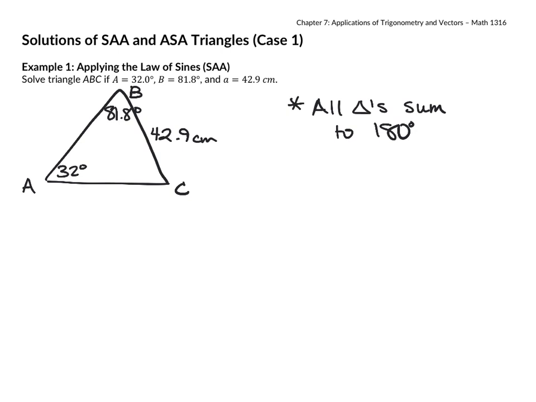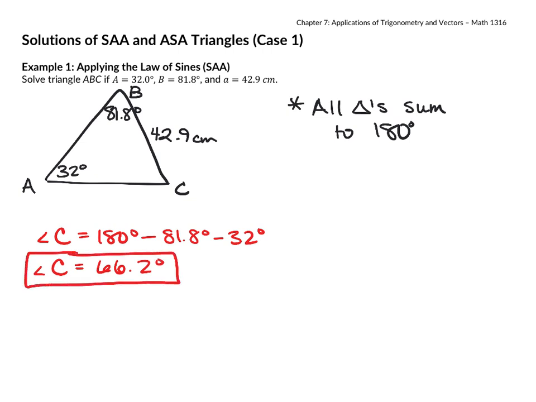So that means that we can very easily find angle C. Angle C is just 180 degrees minus 81.8 degrees minus 32 degrees. So we calculate that. That means that angle C is going to be 66.2 degrees. And we already have one part of the triangle that we were missing. I think it's really helpful to add the missing pieces of information to the image as you find them, because then you are completing the entire triangle.